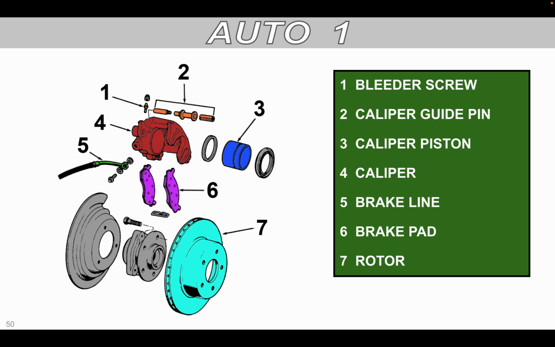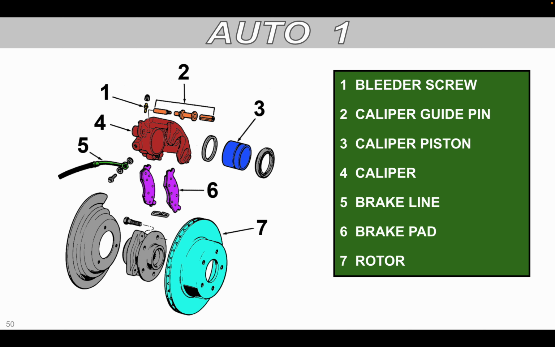So, number 1, that's your bleeder screw. We talked about brake bleeding. Every caliper is going to have one, so that you can crack it open to force old brake fluid or air bubbles out. 2 is going to be your caliper guide pin, if your caliper is equipped with one. That's not always the case. 3 is your caliper piston. Calipers are going to have a piston. Sometimes they have multiple pistons. It's not just singular in some cases. 4 is your actual caliper.